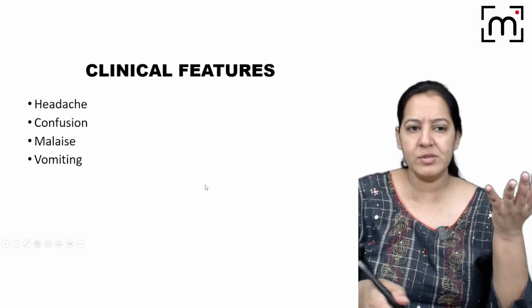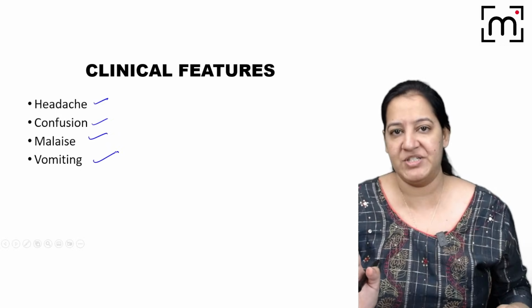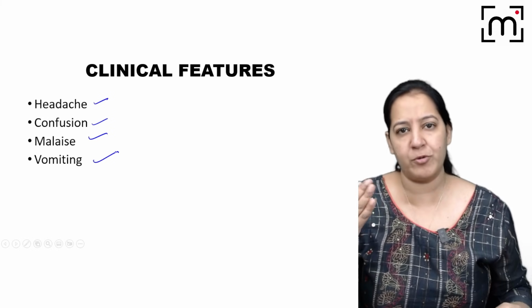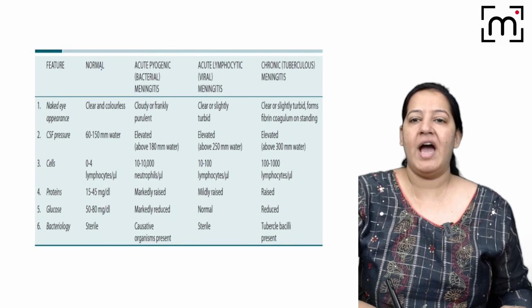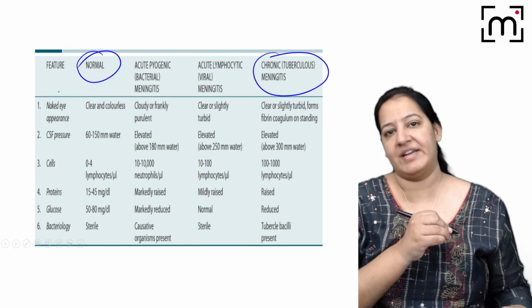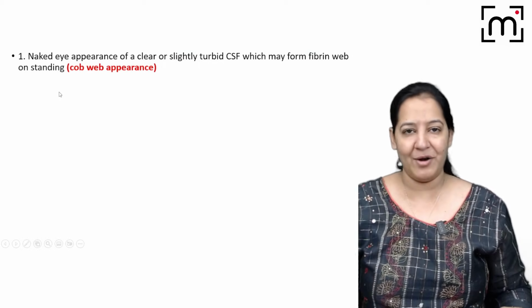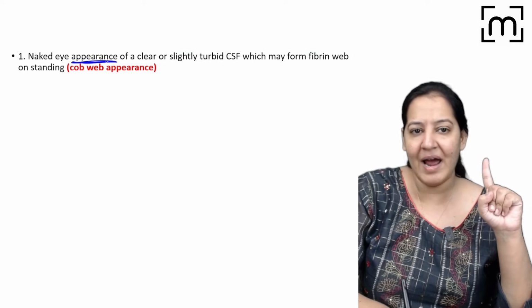Clinical features are almost the same. It's headache, confusion, malaise, vomiting, but it is not a medical emergency, right? It is slow processing, slow clinical features are there. It's the chronic one. Now again, we have to compare the chronic meningitis CSF findings with the normal CSF findings, right? In the end, we will compare all 3. Let's talk about the appearance, color and appearance.